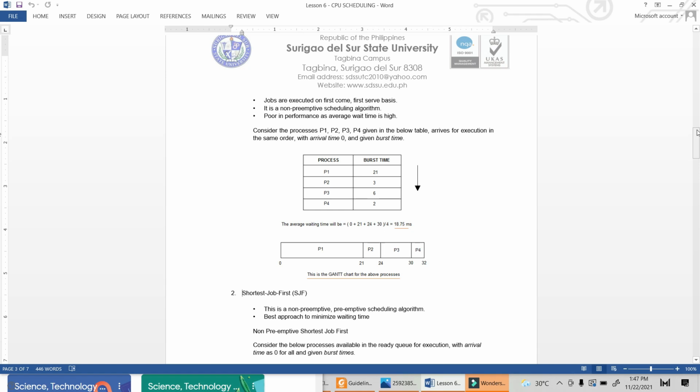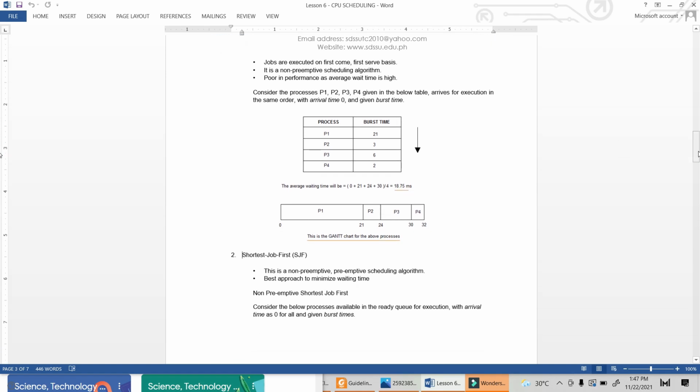Now, whereas shortest job first, or SJF, can be a non-preemptive or a preemptive scheduling algorithm, and this is the best approach to minimize the waiting time. So here we again focus on the waiting time for each process to be completed.